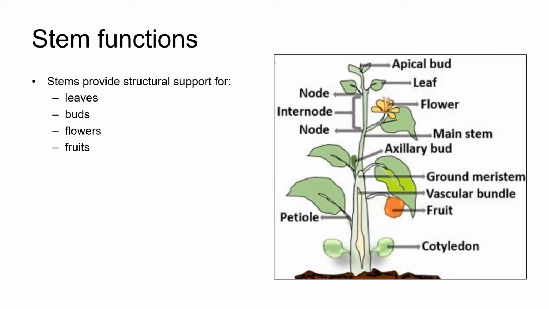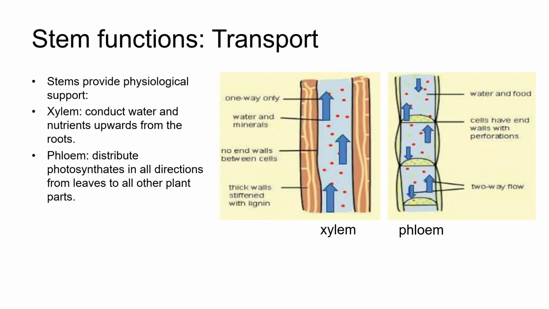The above ground or aerial parts of a plant are referred to as the shoot system and include stems, the attached leaves, buds, flowers, and fruits. One of the functions of stems is to provide structural support for the leaves, buds, flowers, and fruits. Stems also provide physiological support by providing pathways for the upward movement in the xylem of water and dissolved minerals from the roots to the leaves, and for the movement in all directions in the phloem of photosynthates from the leaves to all other plant parts.